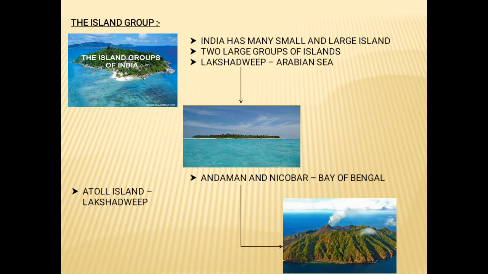Most of the Indian islands in Lakshadweep are atoll islands. They are small in extent and not very high. Islands in the Andaman group are mainly volcanic islands. They are large with hills in their interior parts. It includes an island called Barren Island, which has the only active volcano in India.